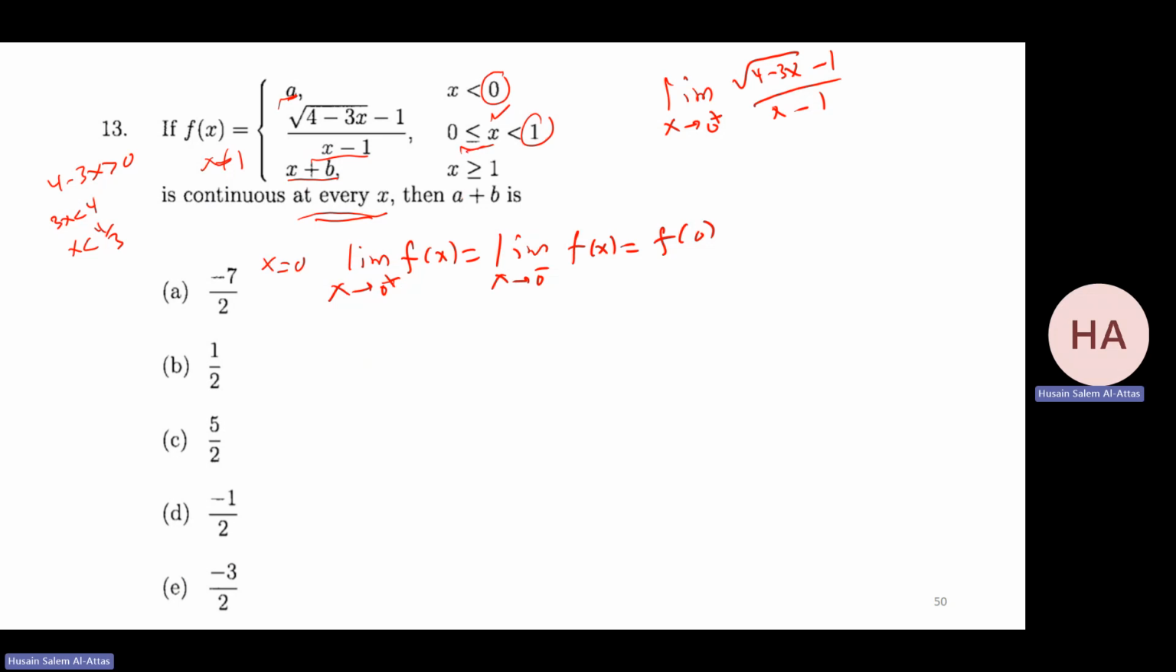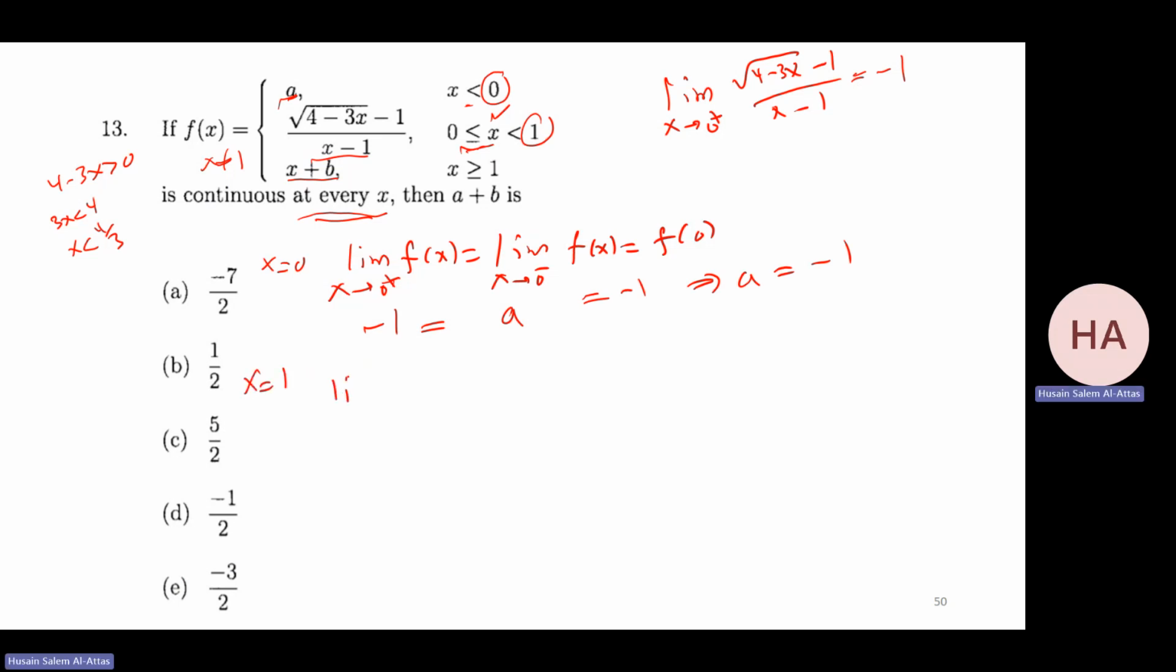From the right, I am here. If we substitute at 0, you get a value. It will be 4 minus 0, 2 minus 1. That is 1 over minus 1, which is minus 1. So this is minus 1. And as x goes to 0 from left, I am here. That will be a. f of 0, if we substitute, we have 4. Same, it will be minus 1. So a equals minus 1. We are done with a.